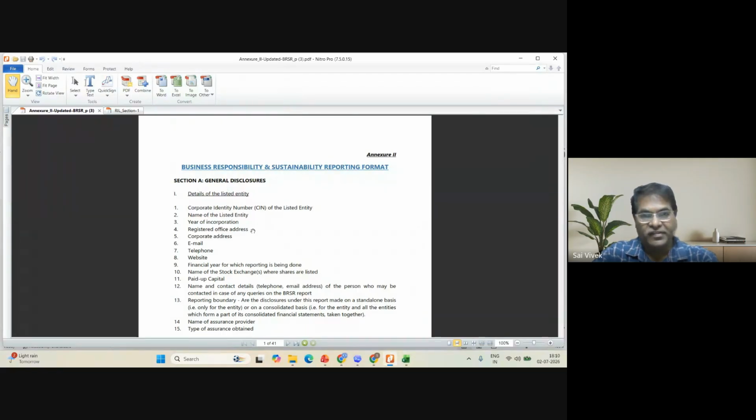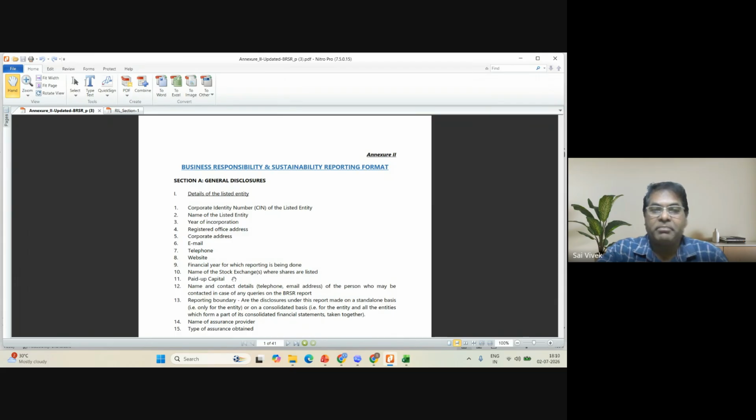Registered office address is given. Similarly, corporate address is to be provided. Email, telephone number, website of the entity or the company. Financial year for which the reporting is being done, 24 to 25 or 25 to 26. Next, 10th is name of the stock exchange where the shares are listed. It could be NSE or BSE. Two major entities in India.